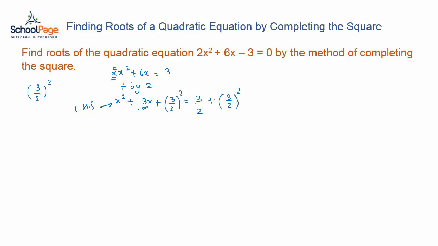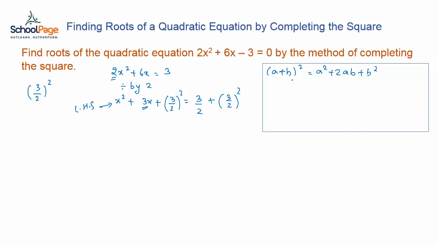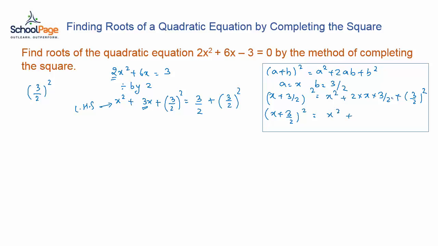Now let us check and see if we have made the left hand side of the equation a perfect square. To do this, we have to use the algebraic identity. A plus b the whole square is equal to a square plus 2ab plus b square. Let us take our a as equal to x and b as equal to 3 by 2. So we will have x plus 3 by 2 the whole square is equal to x square plus 2 into x into 3 by 2 plus 3 by 2 the whole square. So x plus 3 by 2 the whole square is equal to x square plus 3x plus 3 by 2 the whole square, which is the left hand side of our equation.